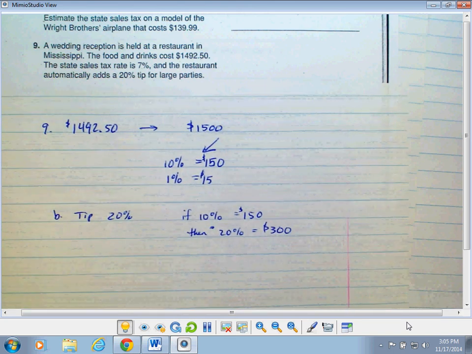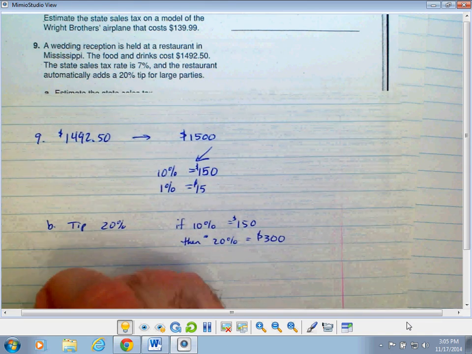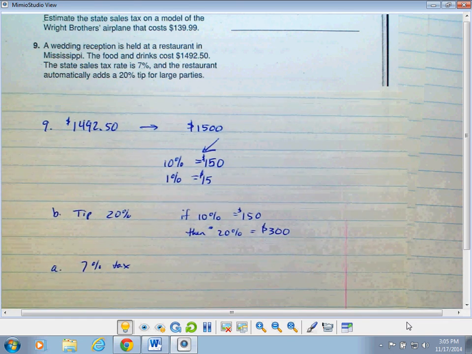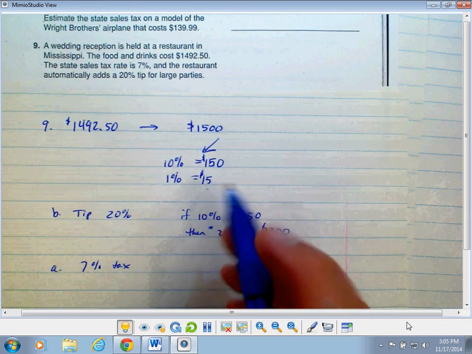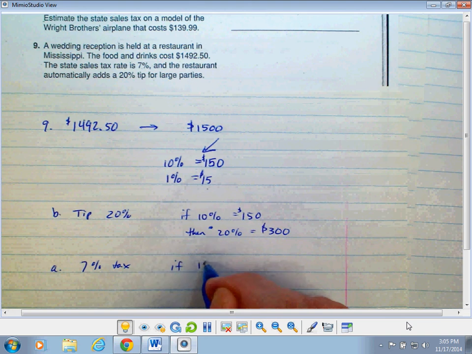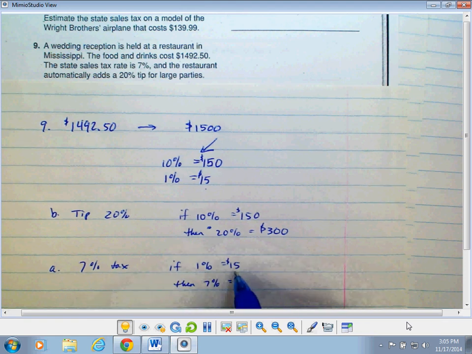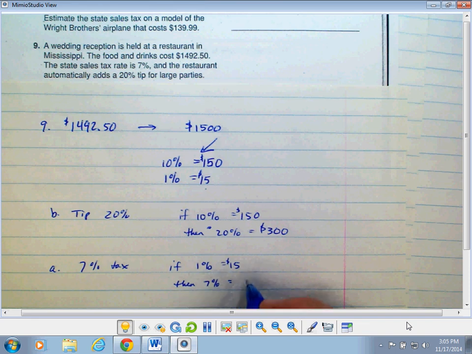Part A is maybe a little tougher because Part A wants to know what is a 7% tax. Well again, I know what 1% is. So if 1% is 15, then 7% is just to think about, well, what's 7 times 15? Well, 7 times 10 is 70, and 7 times 5 is 35. That's 105.